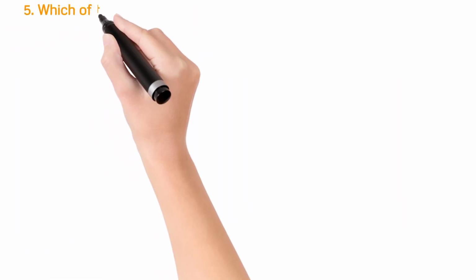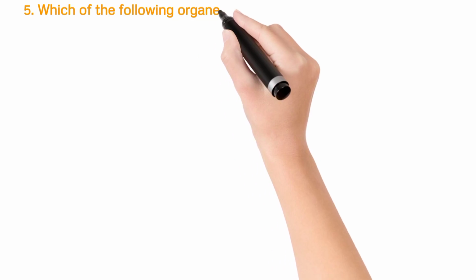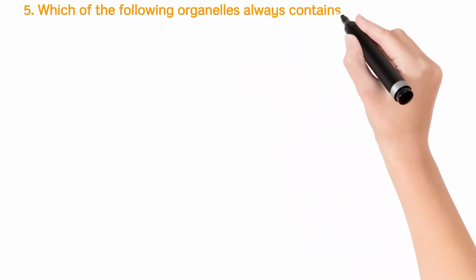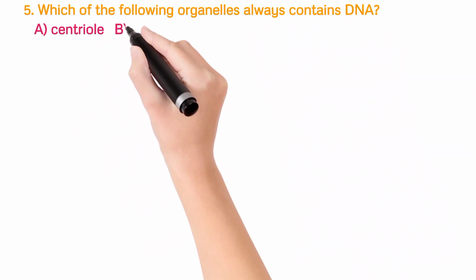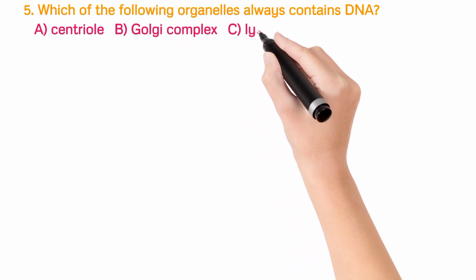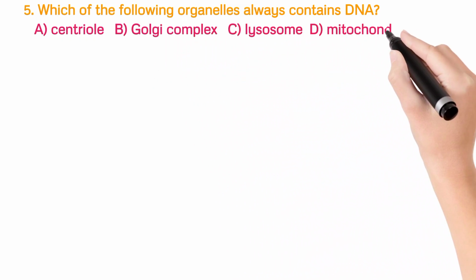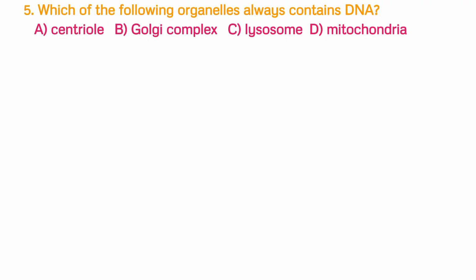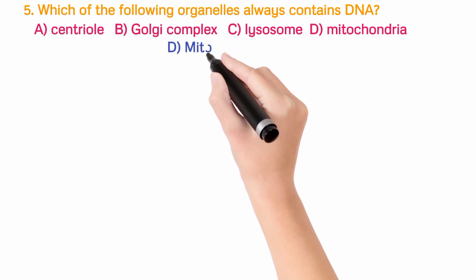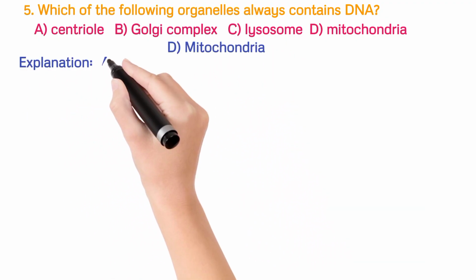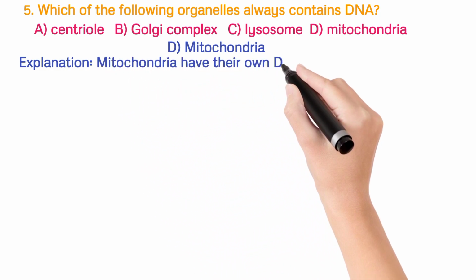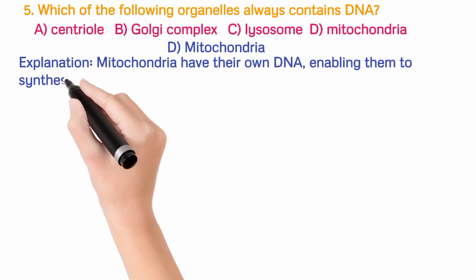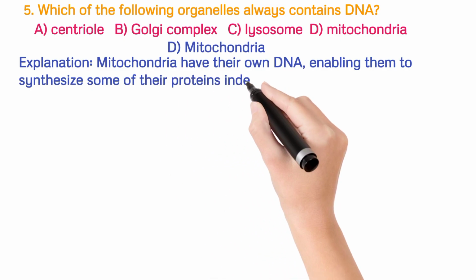5. Which of the following organelles always contains DNA? A. Centriole. B. Golgi complex. C. Lysosome. D. Mitochondria. And the correct answer is D. Mitochondria. Explanation. Mitochondria have their own DNA, enabling them to synthesize some of their proteins independently.